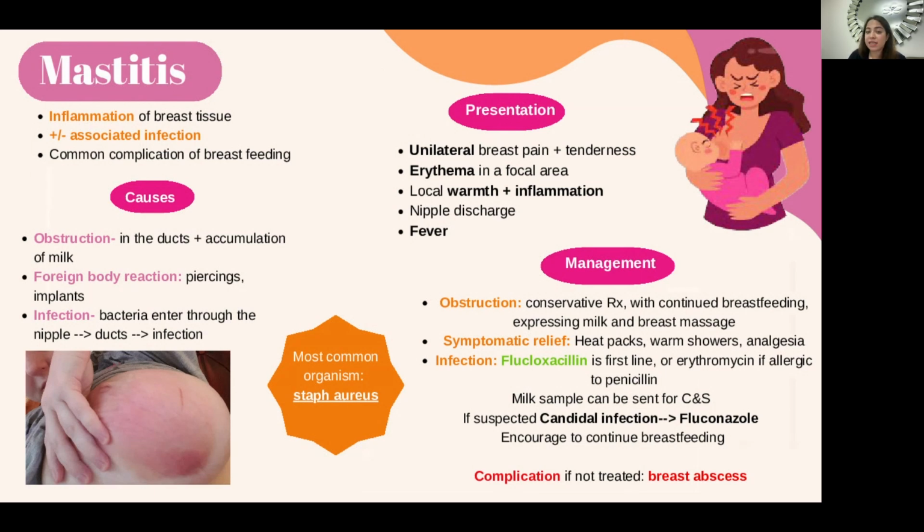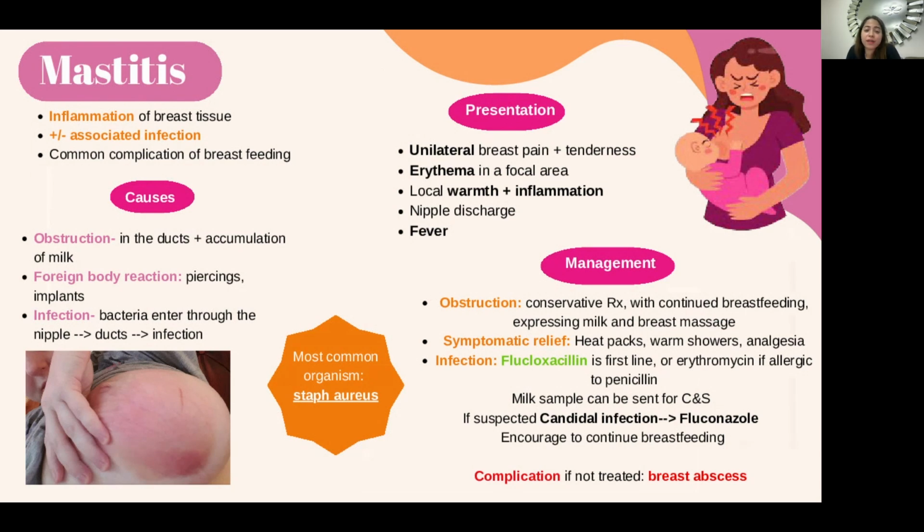In terms of the presentation, it's usually unilateral breast pain, it's tender, and as you can see in that photo, it can be erythematous, can feel warm, and the breast can feel inflamed as well. There can be nipple discharge, but you can have presentations of mastitis without. And of course, if there is an associated infection, then patients can be quite unwell, or they can have fevers and systemic symptoms as well.